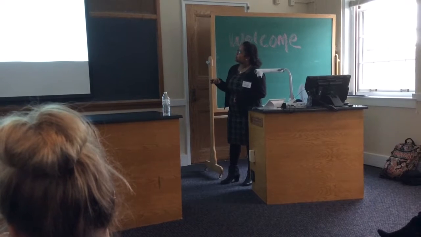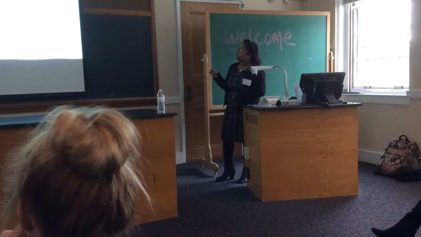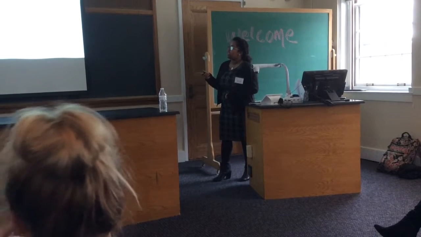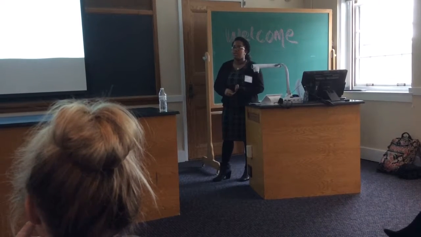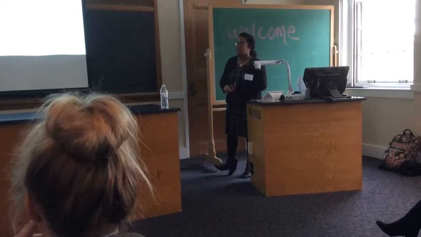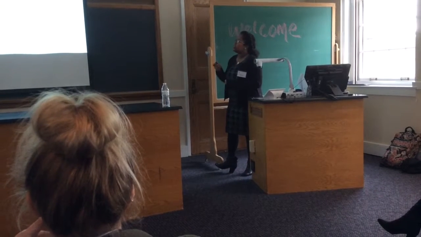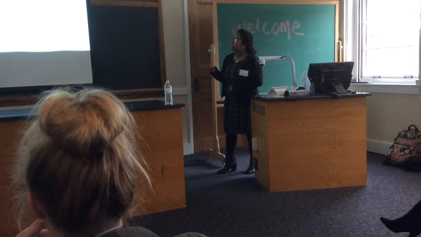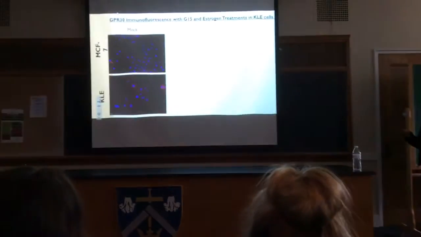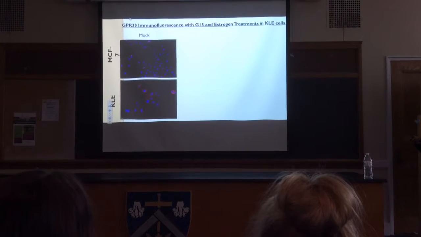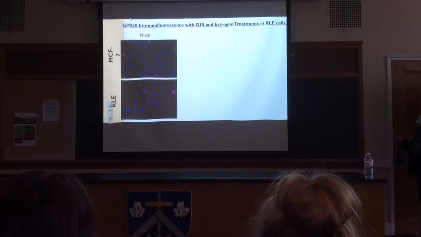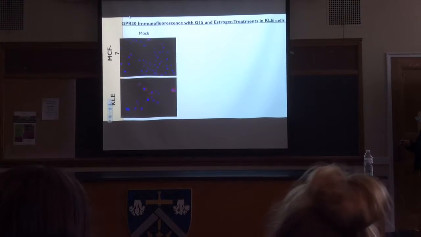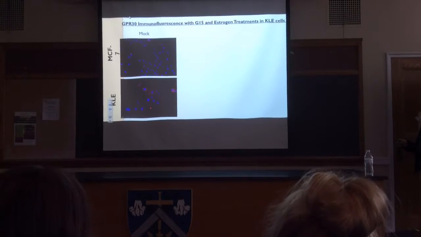So from that, we decided to examine it in the presence of estrogen and G15. Our mock is with the lack of GPR30 and the G15 inhibitor, so not our GPR30, but our lack of estrogen present in that sample. As you can see here for our MCF7, there is in fact the presence of GPR30, if you can see the red dot surrounding that, and the blue is the nuclei present. And you can see the same here for our KLE cell line.